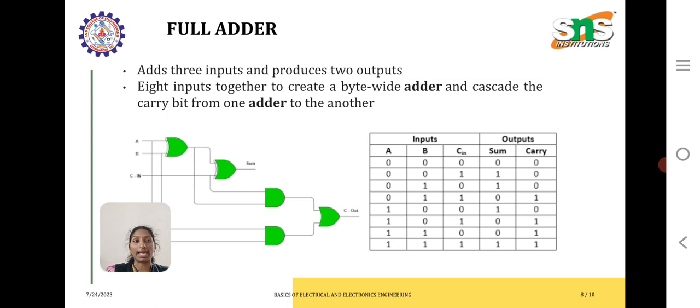Coming to the full adder, we will be adding three inputs which produce two outputs, a sum and a carry. If we have 3 inputs, then we will have 8 possible input combinations. It may be 0, 0, 0, 0, 0, 1, and so on, up to all 3 being 1. Again, the adder circuit is designed using logic gates. So logic gates are applied in designing a half adder or a full adder. Again, we will have a sum and a carry.